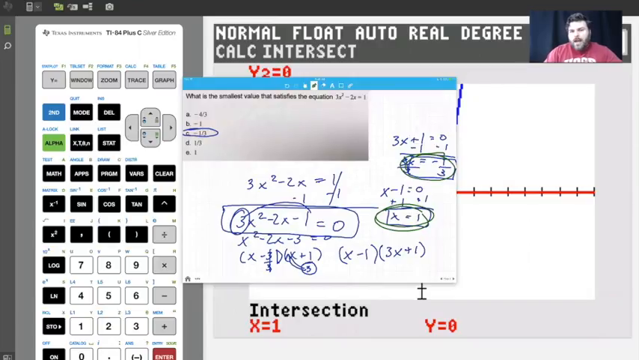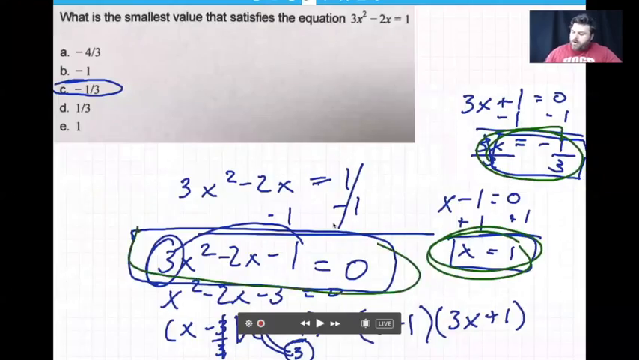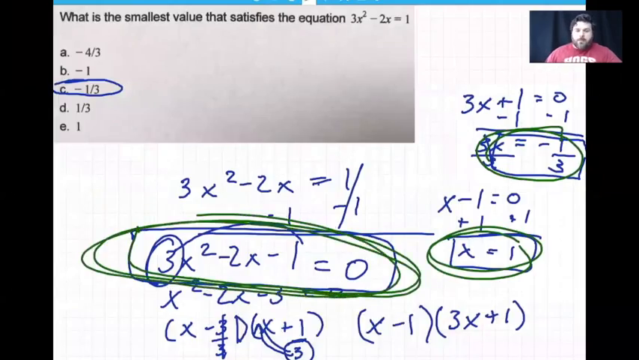Also, I didn't have to do this part of the equation right here. Okay, I didn't have to do that part. I could have done from the very beginning. I could have done it 3x squared minus 2x equals 1. Graph the left side, graph the right side, it would have worked.